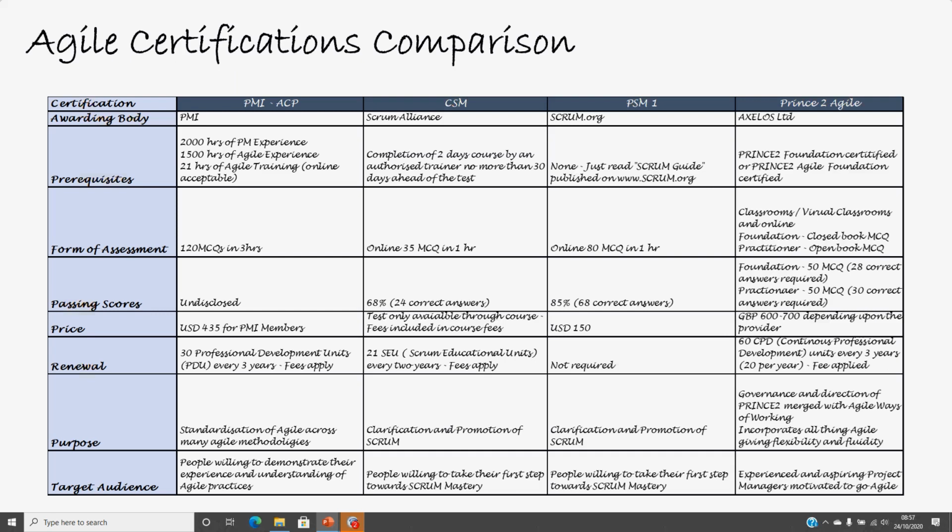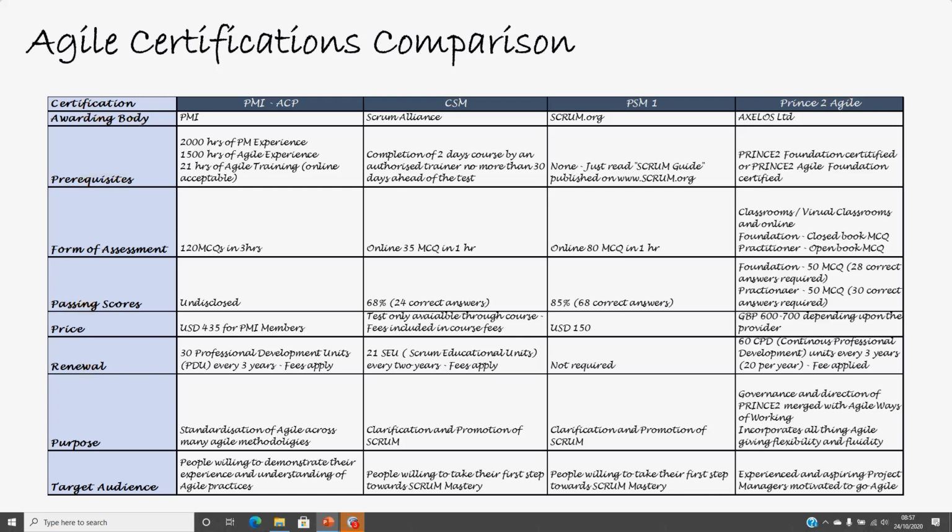Now, the next one is CSM, which is called Certified Scrum Master. This is introduced by an organization called Scrum Alliance. There's a prerequisite for this certification. You need to complete a 2-day training course by an authorized trainer. And you have to take that exam within 3 days after that training. It is an online exam of 30 MCQs, which needs to be done in 1 hour.